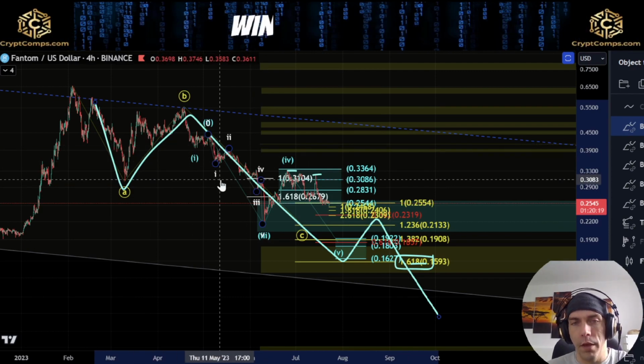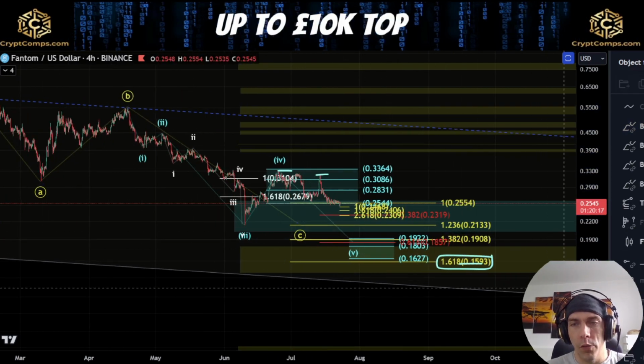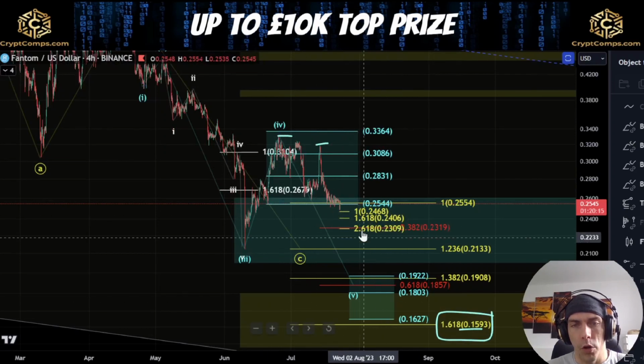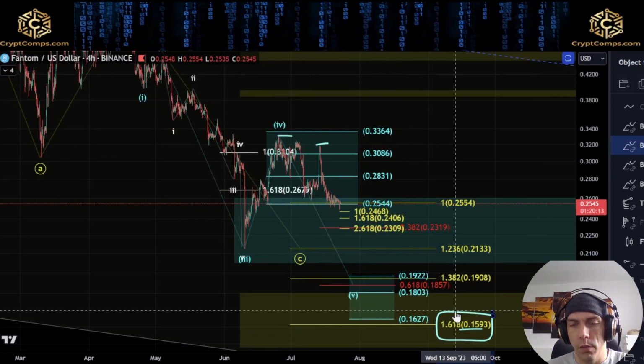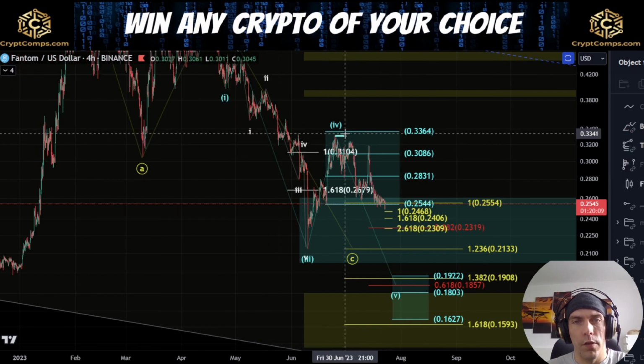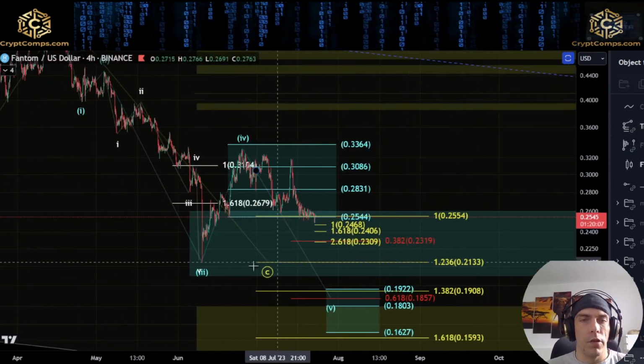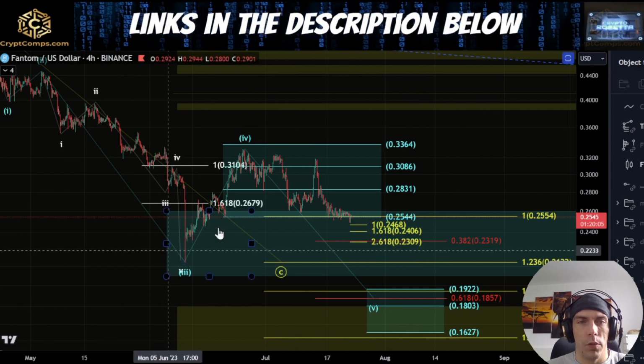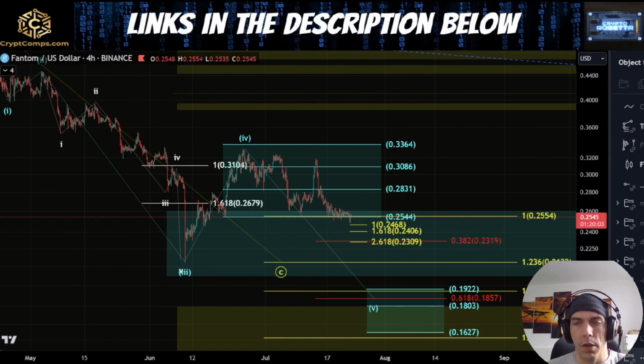So that's what we need to be careful of here at the moment. If we do continue to break down more aggressively here, this would start to imply that we are within an impulse to the downside, not within this corrective move. But we still have support here. We still have fib support. There's still some horizontal zones here that I'm keeping an eye on.